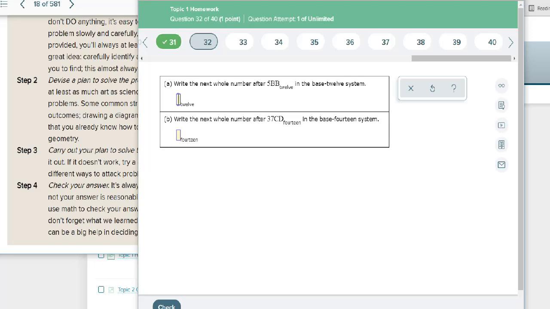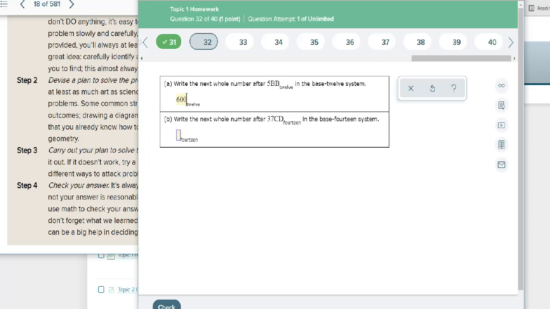But adding 1 made this a 0. It's like when you add 1 to 99, right? You got to add 1 to the 9, carry it over, and make it a 0. Carry it over and make it a 0. Same thing's taking place here. So this B is going to become a 0, carry the 1. B is going to become a 0, 12, carry the 1. I'm going to have 6, 0, 0.